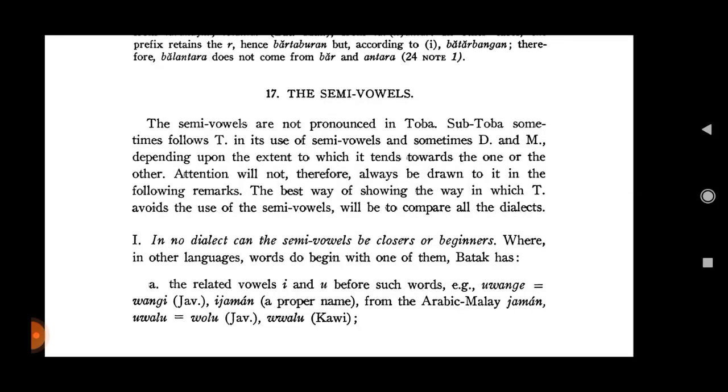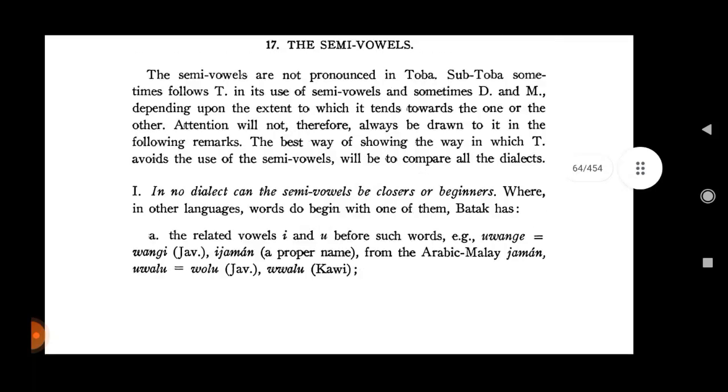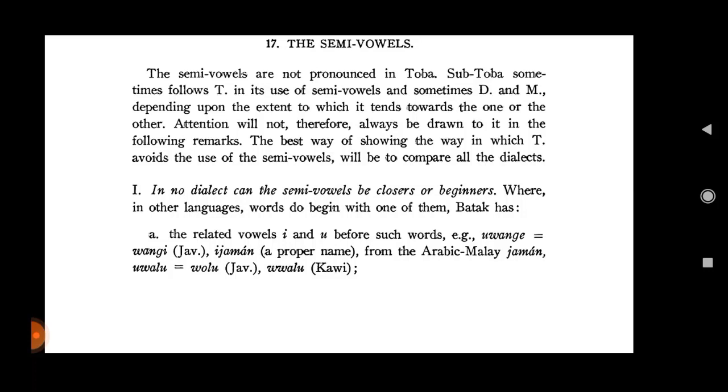24. The semi-vowels. The semi-vowels are not pronounced in Toba. Subtoba sometimes follows Toba in its use of semi-vowels and sometimes Mandailing, depending upon the extent to which it tends towards the one or the other. Attention will not therefore always be drawn to it in the following remarks. The best way of showing how Toba avoids the use of the semi-vowels will be to compare all the dialects. In no dialect can the semi-vowels be closers or beginners, while in other languages words do begin with one of them.